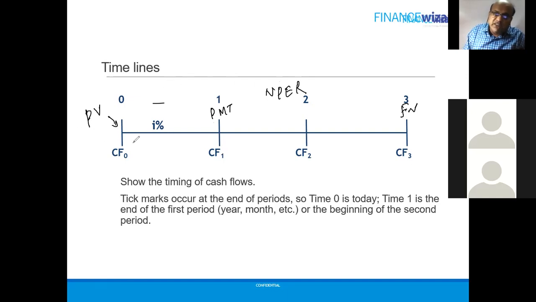If you know all these four, then you have to calculate something. Mostly it will be rate. These are the five basic functions of time value of money. You must know present value, future value, PMT, NPER, and rate. And timelines will help you identify the formula to be used.